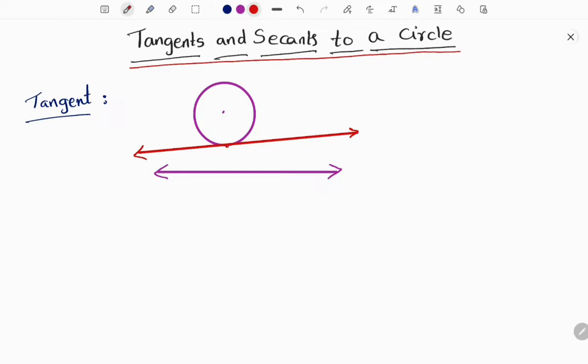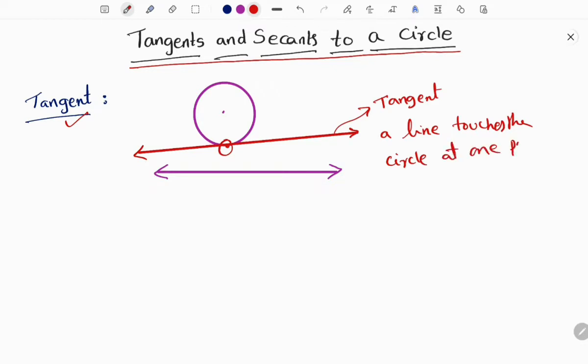At how many points does the line touch the circle? At only one point. That line is called the tangent. So what is a tangent? A line that touches the circle at one point. Keep it in your mind. A line touches the circle at one point. That line is called a tangent.